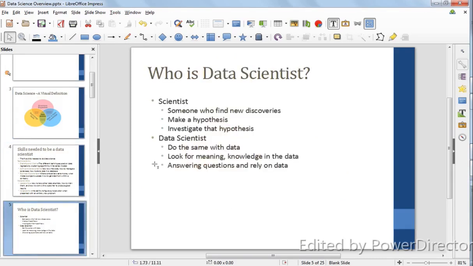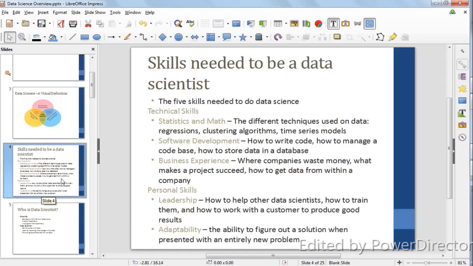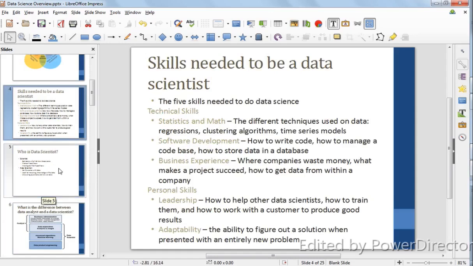And so how would we say what a data scientist is? You can say that a data scientist is a scientist who works with the data. They look for the meaning and knowledge in the data, and they try to explain what the data is trying to tell. They also try to do a lot of analysis, and they also try to do predictive analysis. So a lot of things are done in data science.